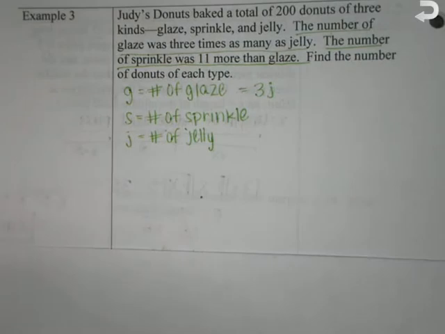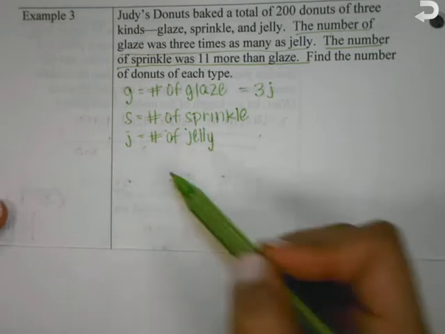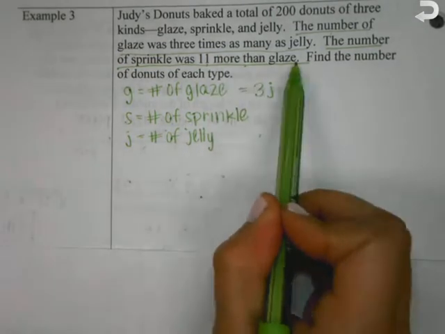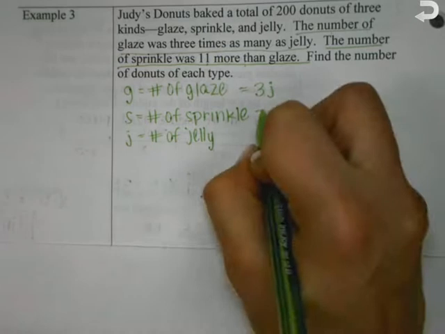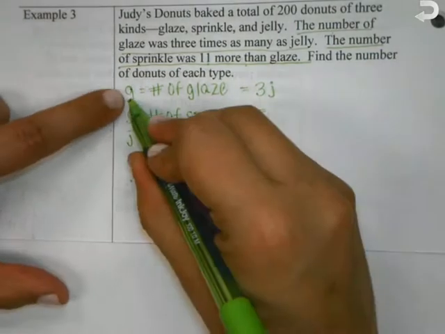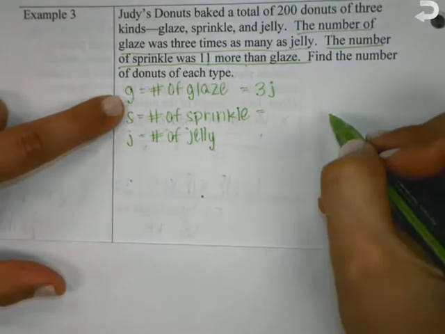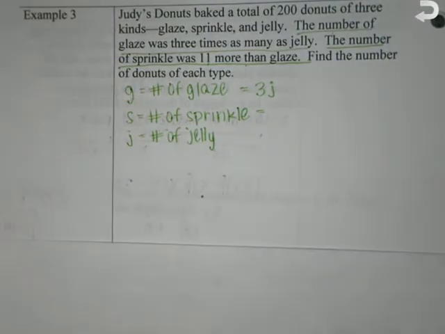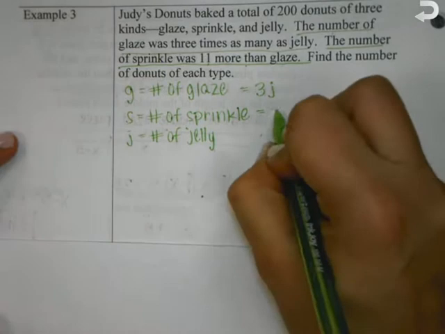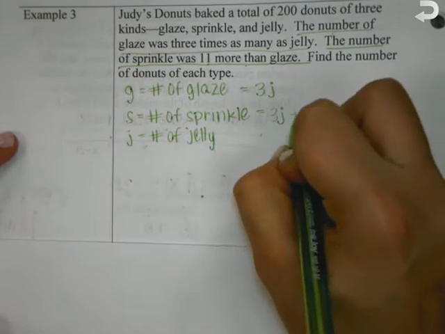Okay, the number of sprinkle was 11 more than glaze. So how would I write the number of sprinkle? 3J plus 11. Oh my gosh, you guys are so smart. Okay, G plus 11 is correct, but we have to get everything in terms of one variable. So what did I say the glaze was? 3J. So how about 3J plus 11? Now do I have everything in terms of J? Yes.